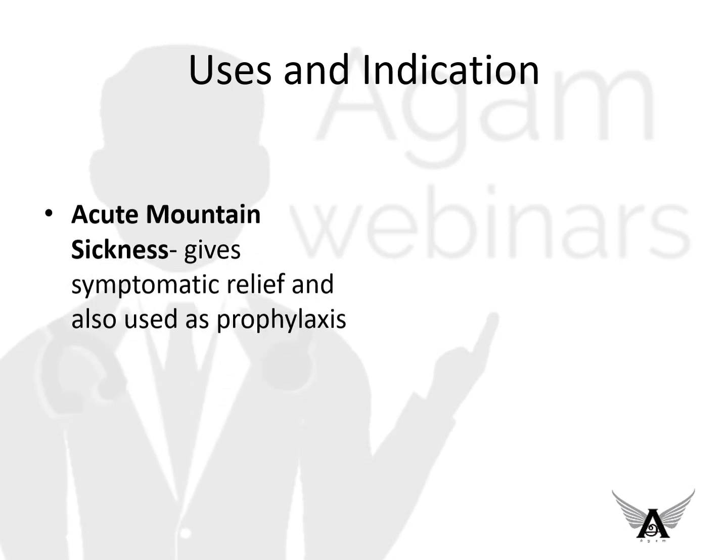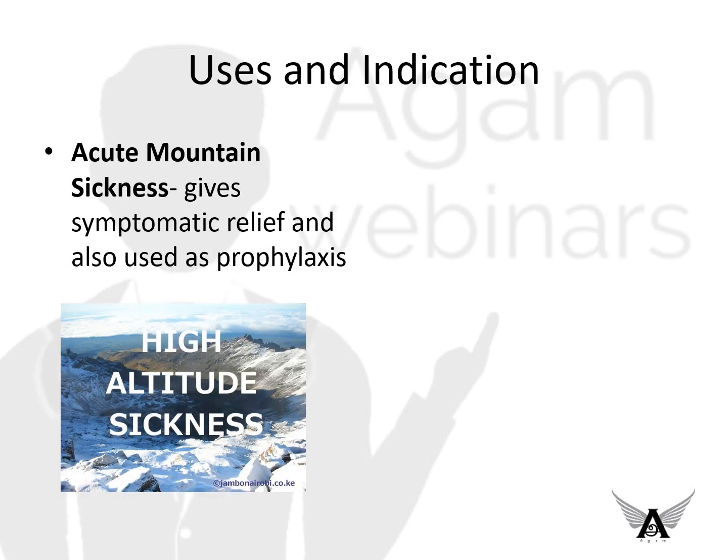It is used during acute mountain sickness. It's also called altitude sickness or high altitude sickness. Acute mountain sickness, it gives symptomatic relief. It's because of the change in the altitude. Mainly acetazolamide is used as a prophylaxis by mountain climbers, to prevent the possible symptoms of acute mountain sickness or high altitude sickness.